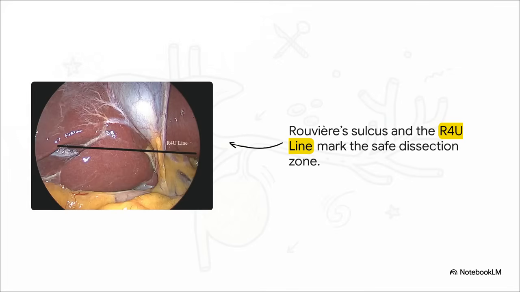Now, check out this critical anatomical landmark, Rouviere's sulcus. It's a distinct cleft on the undersurface of the right lobe of the liver. Surgeons use this to map out an imaginary boundary we call the R4U line. It connects Rouviere's sulcus, the base of segment 4, and the umbilical fissure. The rule here is simple, but it will absolutely save your patient's life. The cystic duct and artery always lie ventral, or anterosuperior, to this line, while the common bile duct lies below it. So to avoid a catastrophic injury to the common bile duct, all of your dissection must stay heavily ventral to this R4U line.